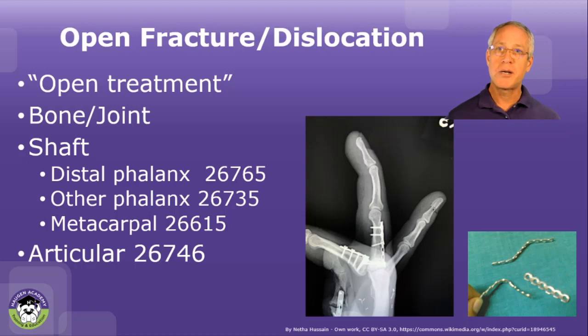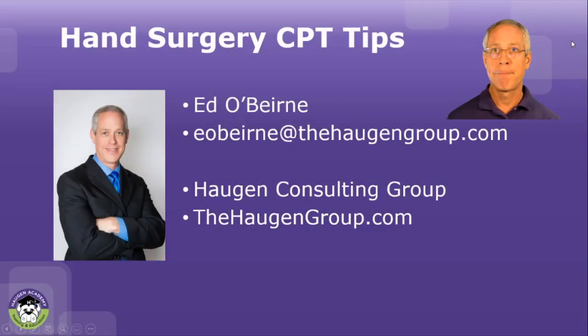Now, read your op report carefully, and if the x-rays are available for you to have a look, I recommend having a look. It can only help you better understand what you're coding. So thanks for joining us on this set of quick tips in coding hand surgery and CPT. These can be challenging, but also fun if you're comfortable with the anatomy and you read the op report carefully, or if you're like me, 2 or 3 or 4 times.